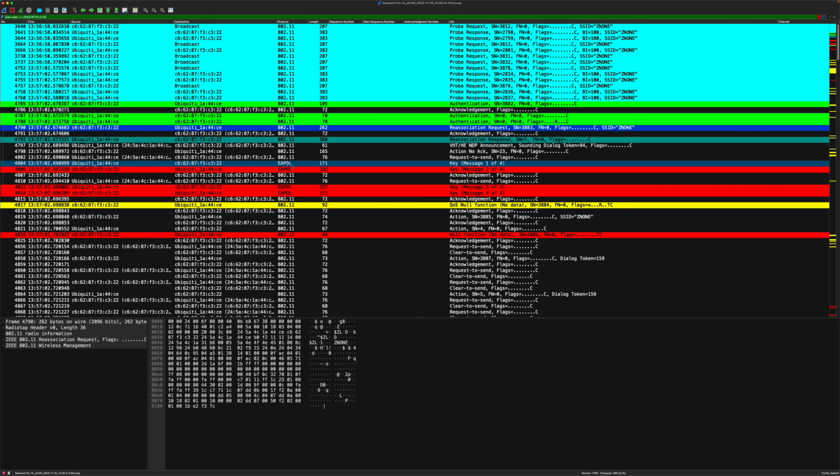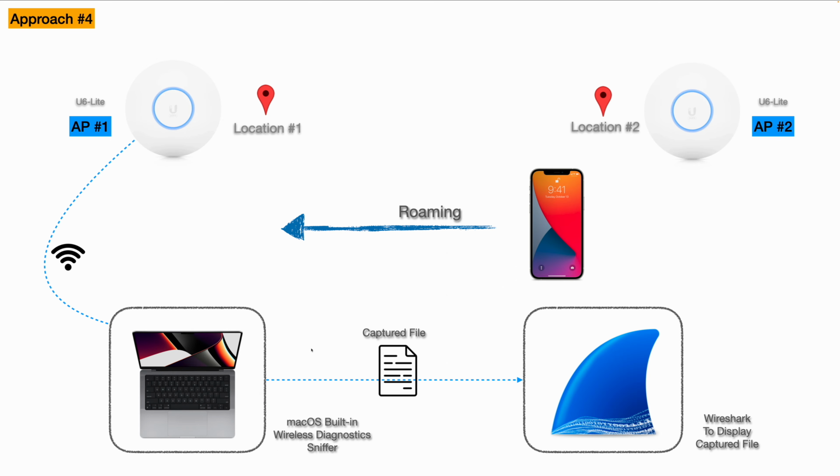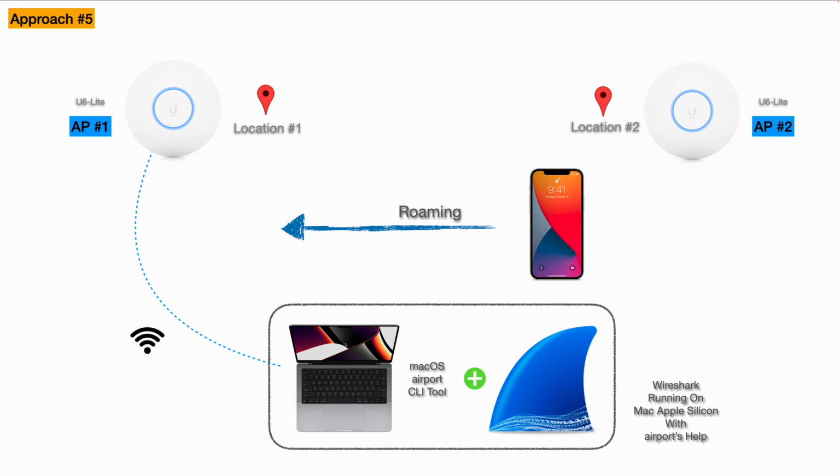So this is approach 4, which was successful. In approach 4, we used the built-in macOS sniffer tool. In fact, the sniffer tool is just a simple UI. Under the hood, it's a very useful macOS command line tool. It's called airport.